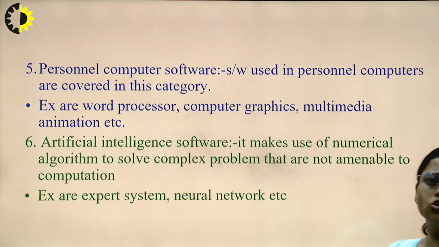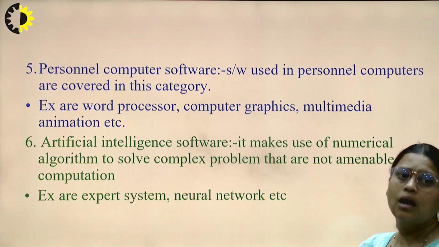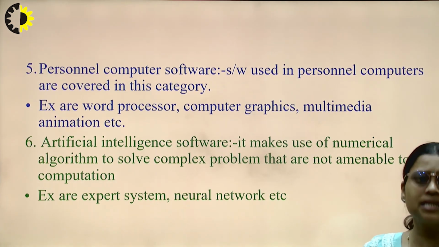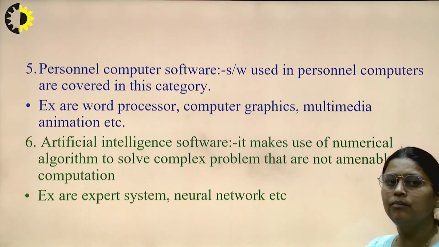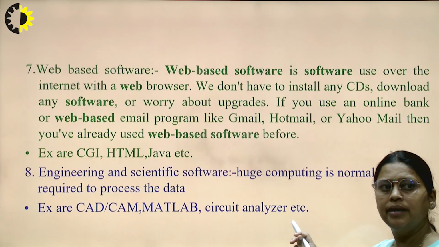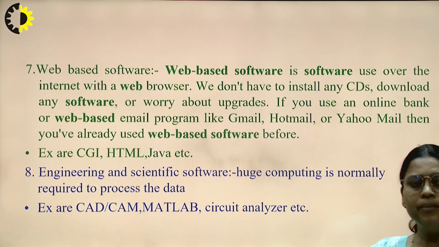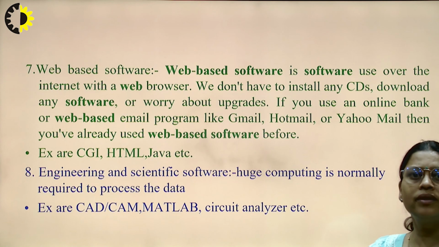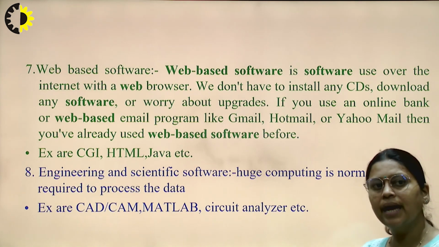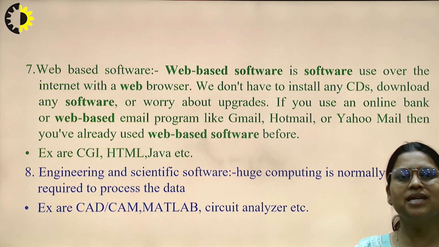It may use some numerical algorithms. Basically, such software is used for research purposes, like expert systems and neural networks. So, these are artificial intelligence software. And the next category is web-based software. Web-based software is used over the internet with web browsers. As we have seen, CGI, HTML, and Java support these web-based software.